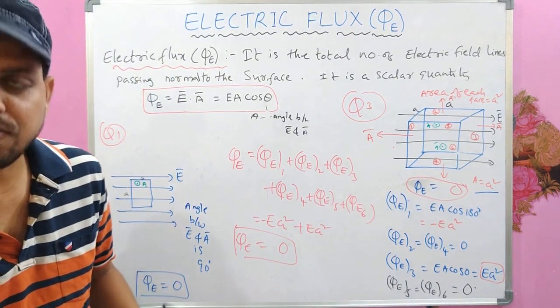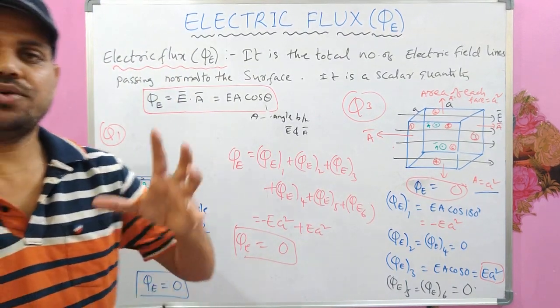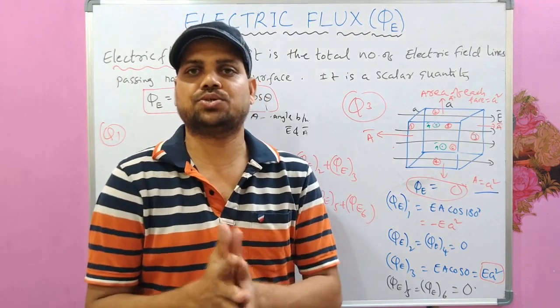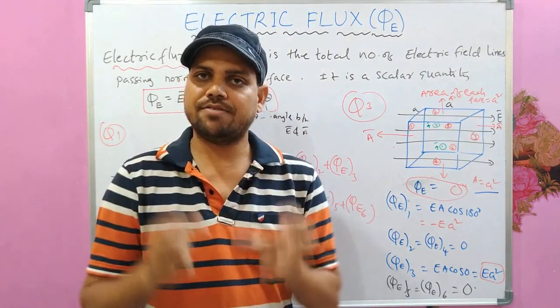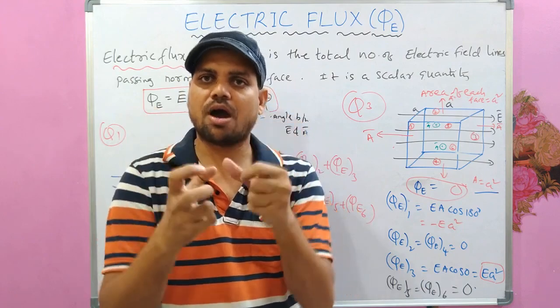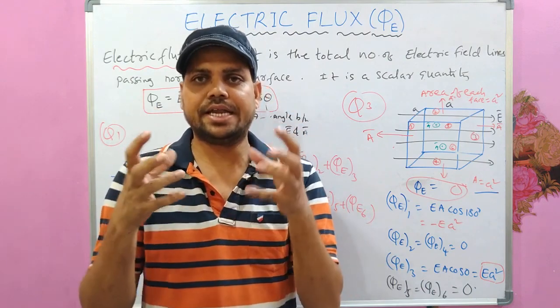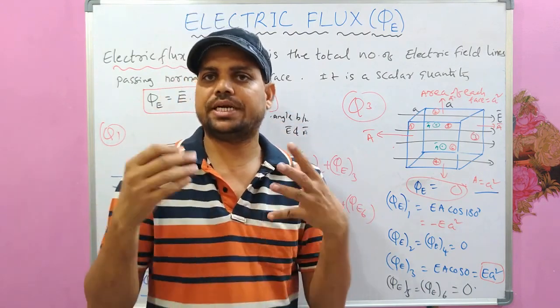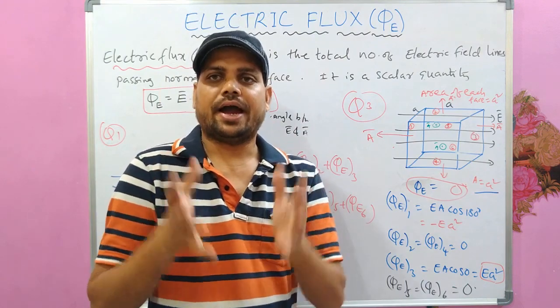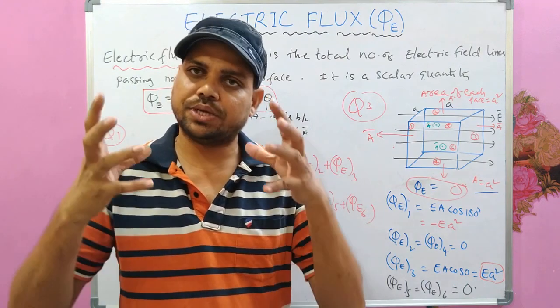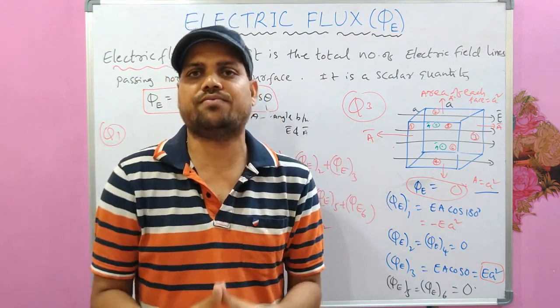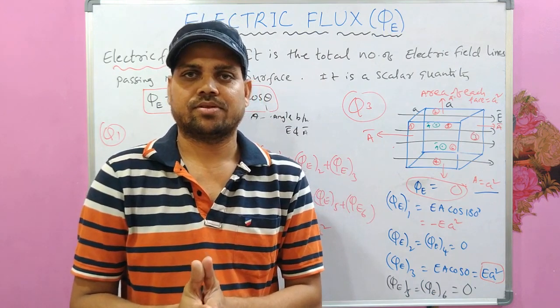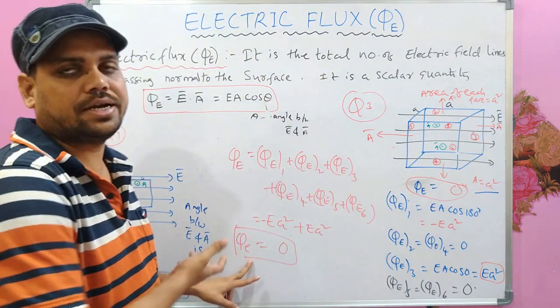So this is how for closed surfaces we calculate flux linked through that surface by dividing the surface into small segments and finding the area vector, magnitude and direction, and finding the flux linked to each segment and adding all of them. So that is how we have calculated here.